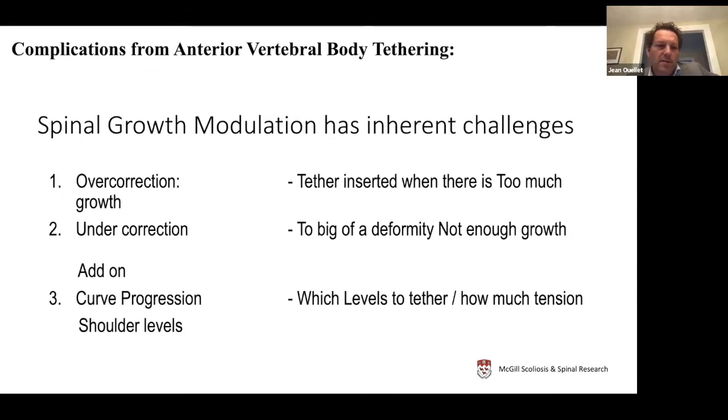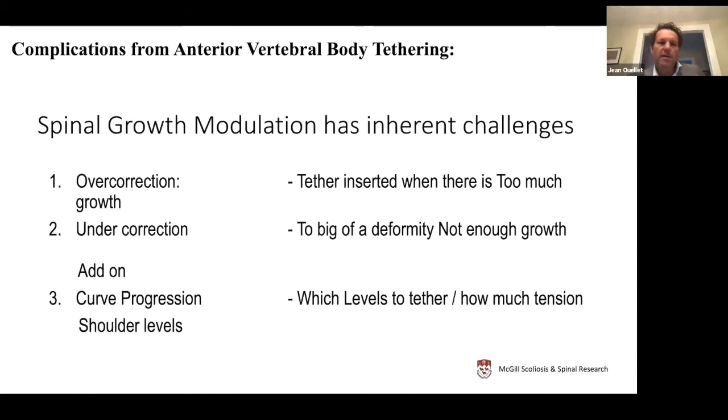Sometimes you put a staple in a growth plate that has no growth potential, and guess what? It doesn't correct. And then sometimes you create a correction of a deformity at one area, but you actually create deformities elsewhere. So spinal growth modulation is the same concept, in that there are inherent challenges. If you insert a tether and there is too much growth to be had, then you will end up with an overcorrection. If you put in a tether in a deformity that is too large, or there's not enough growth, then guess what? You will be getting an undercorrection.